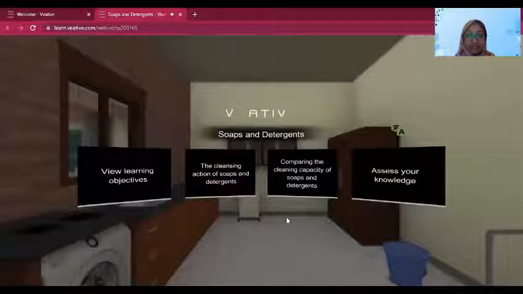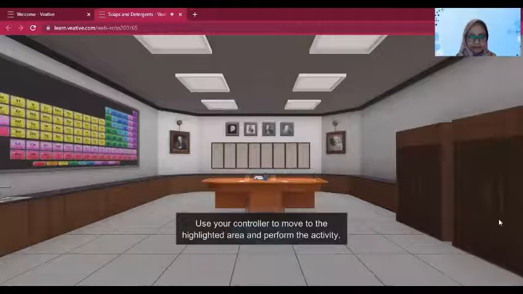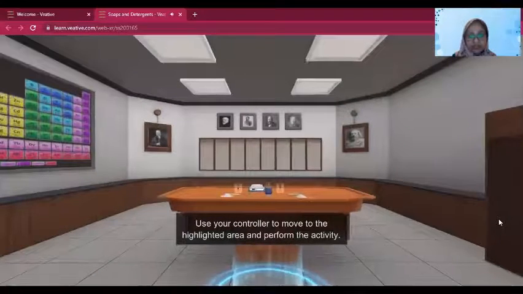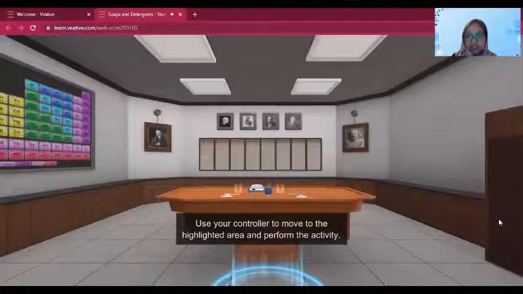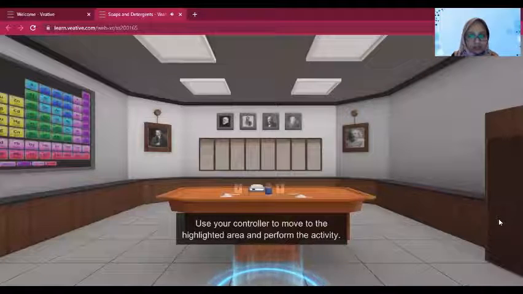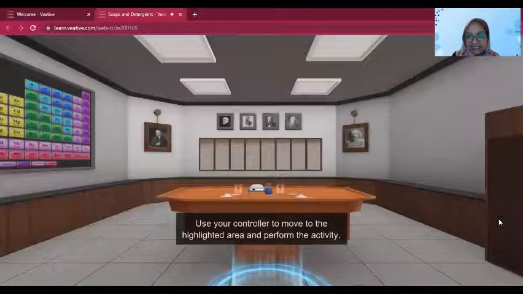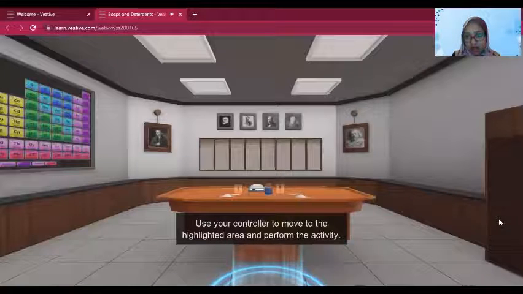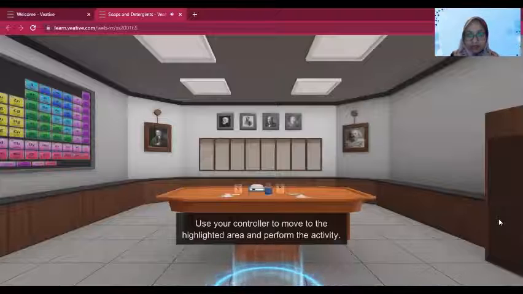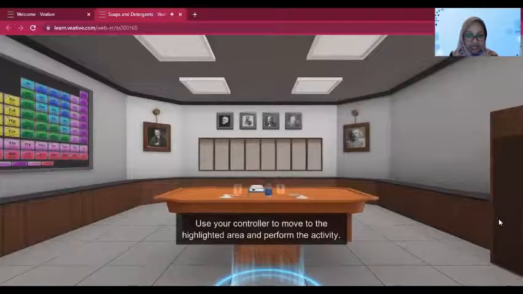All right, now we're going to compare the cleaning capacity of soap and detergent. How are they different? Usually we will look at this in terms of how we wash our clothes when we are using hard water. What is hard water? Hard water is water that contains calcium or magnesium ions. So when you use hard water with soap, what happens? And another one, hard water with detergent. What happens next?